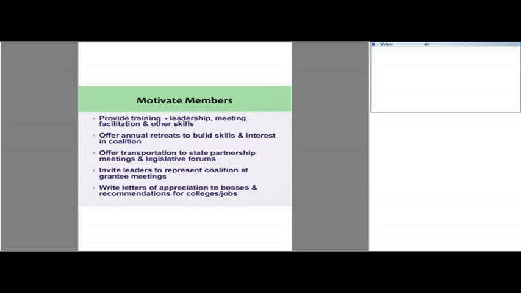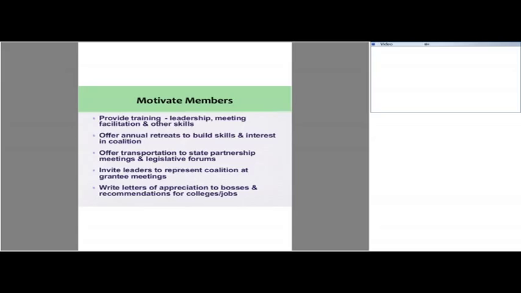Offering an annual leadership retreat, for example, is something that is a key value to people in the coalition. Offering transportation to go to some of these meetings that might not be local, especially if you're really trying to engage your priority population. Giving leaders an opportunity to represent the coalition in the media, at grantee meetings, at national meetings. This is a real opportunity that they might not have other than for the coalition. Or perhaps they were being asked to provide some letters of recommendation, for a new job or for further schooling. So there are a lot of ways that we can motivate people to want to continue.